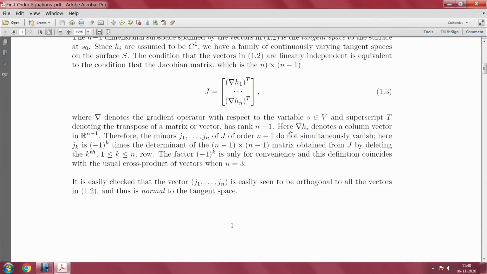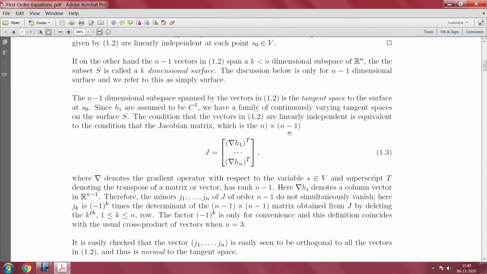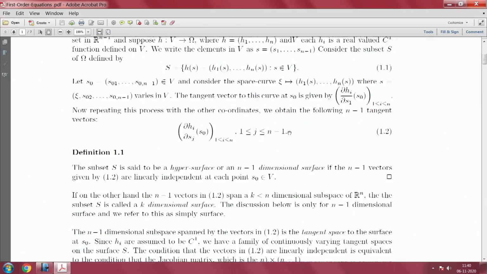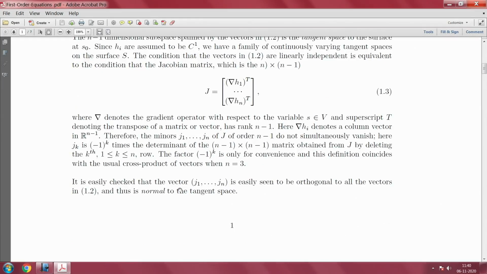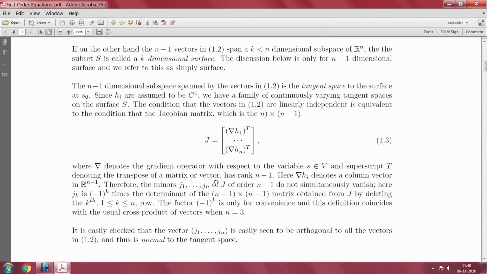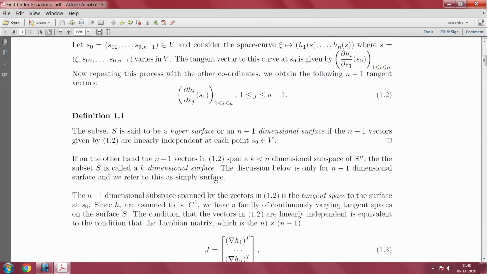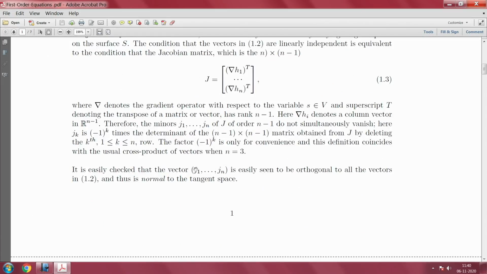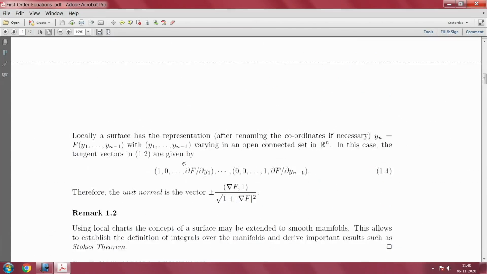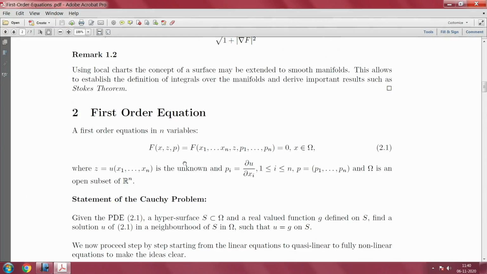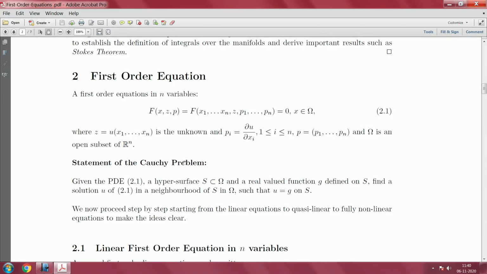And for example, you take the case of n equal to 3, and work it out, and this j 1, j 2, j 3 can be expressed as the usual cross product of vectors in R 3. So, the determinants precisely come to be cross products. Once that is done, now here is the statement.